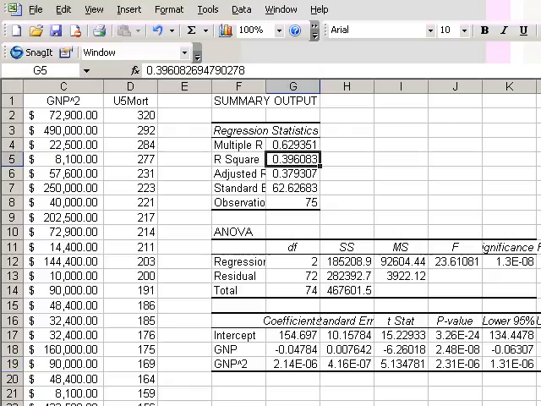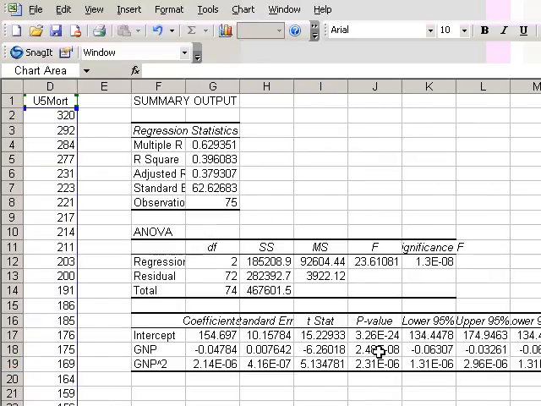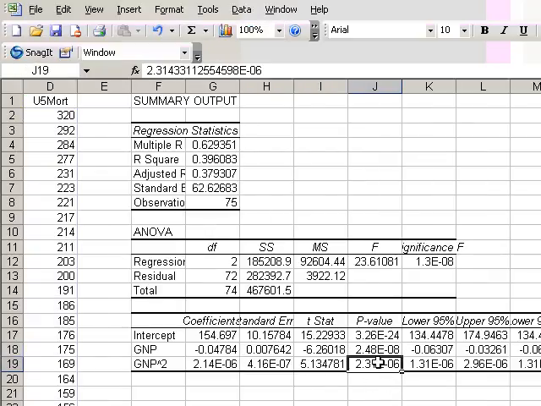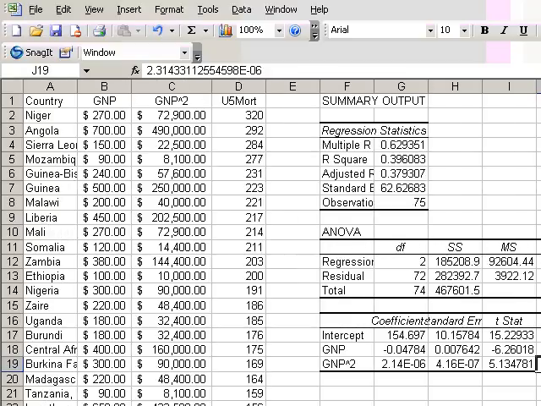Now I'm accounting for 39% of the variance in under 5 mortality, which is substantially better than I accounted for with GNP as the predictor alone. There's a coefficient for GNP and a coefficient for GNP squared. If we look at the p-value for each of these, they are both significant, well beyond the 0.05 level. And what does the result of this look like if we graph it?